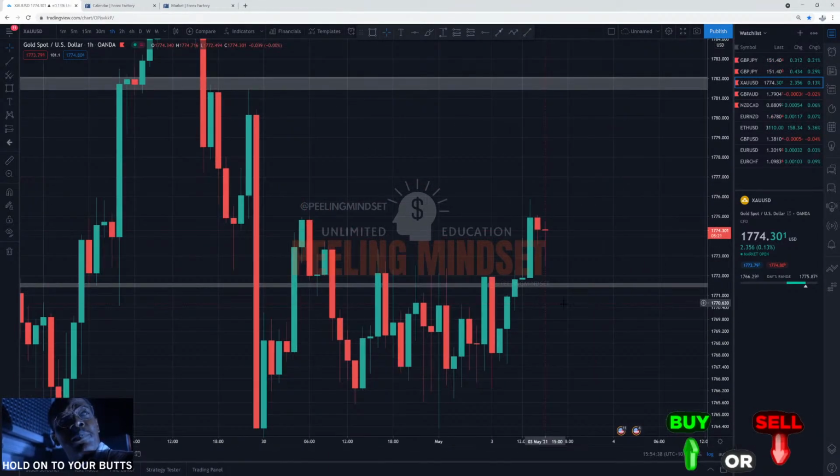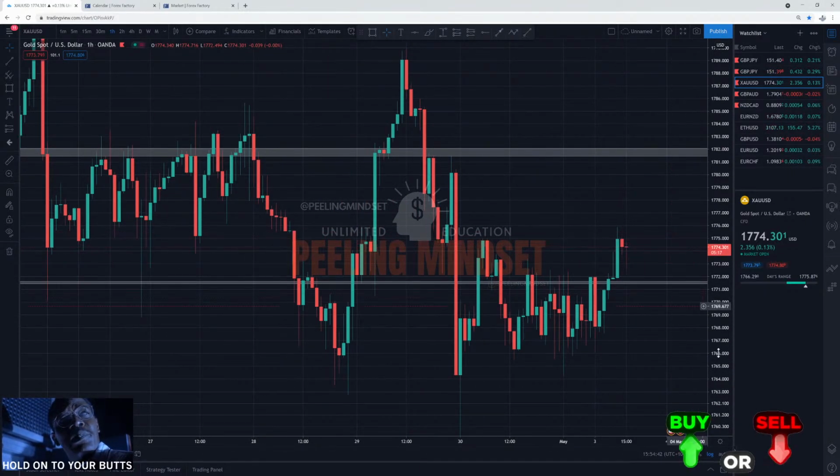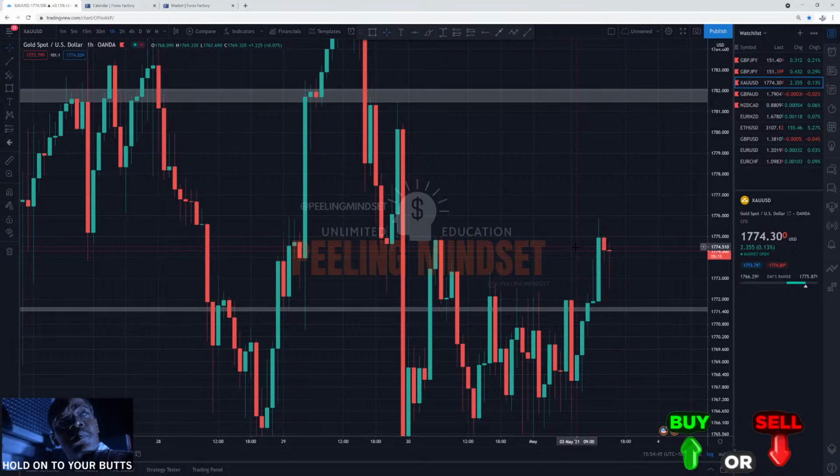So the price structure definitely tells me it's a bullish structure. In an overall time frame, I would want to see gold sells, but yeah, we're just waiting. Just waiting and waiting.